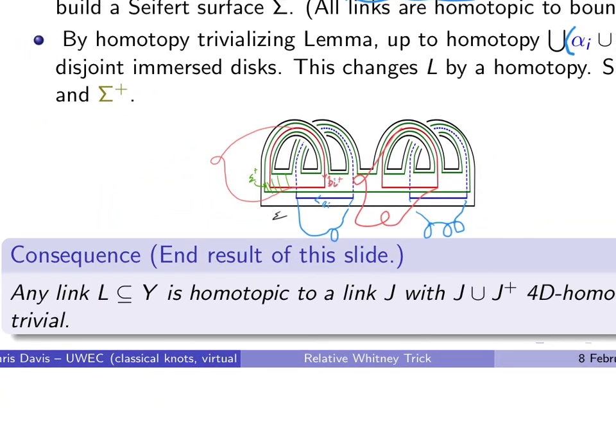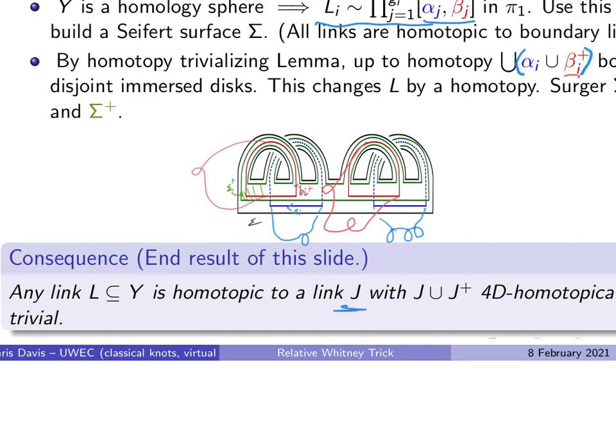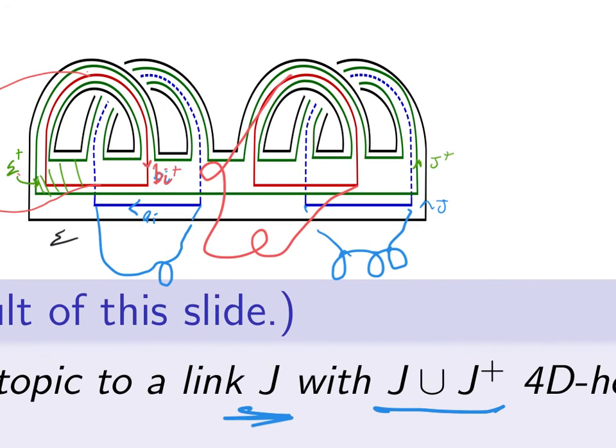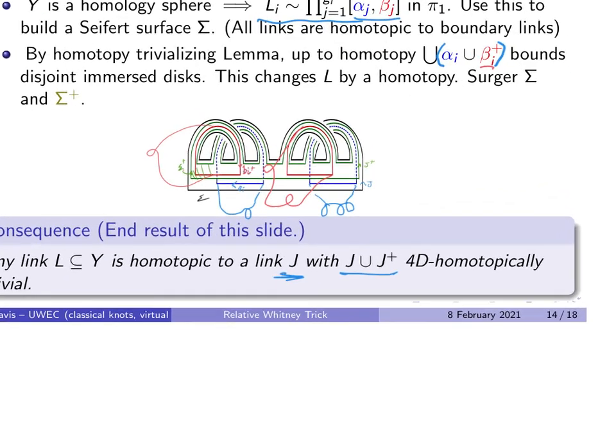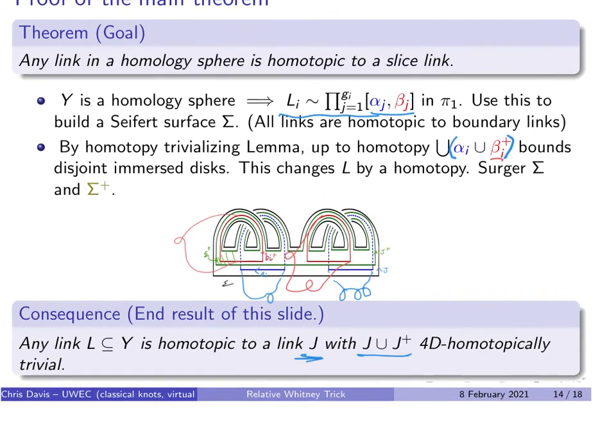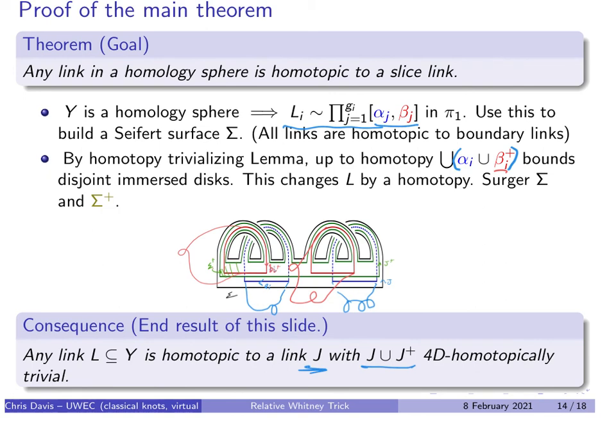So that means that the link that I've started with has been homotoped to a new link called J, which has the property that J together with, so there's J, there's J plus, the various components of J union J plus are now 4D homotopically trivial. They bound a bunch of disjoint immersed disks. All right, well that wasn't the theorem. I wanted to prove that any link in a homology sphere is homotopic to a slice link, but that'll be relevant for the next slide when I'll actually prove the theorem.